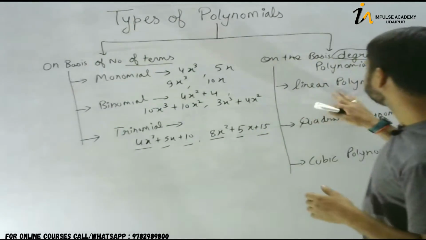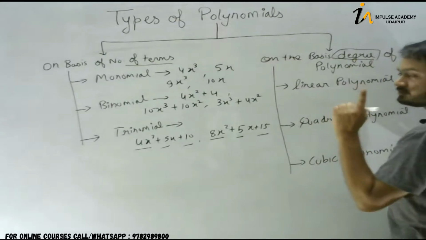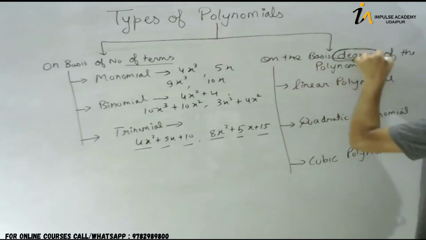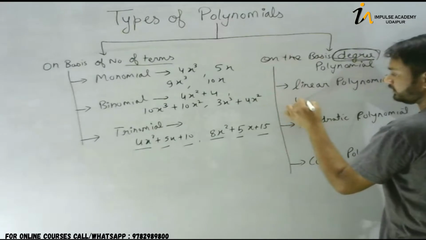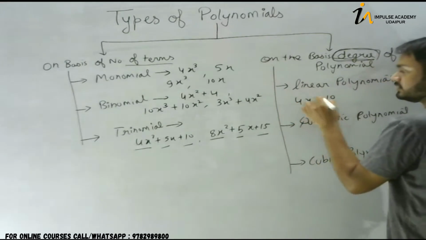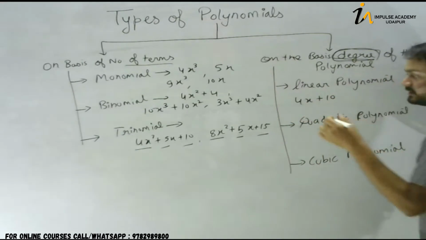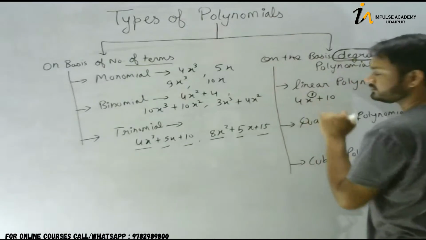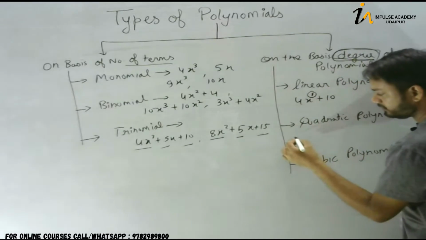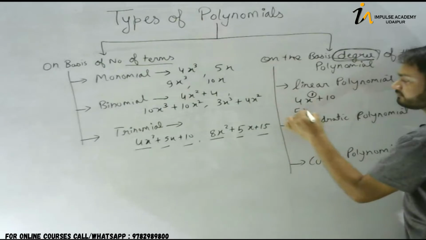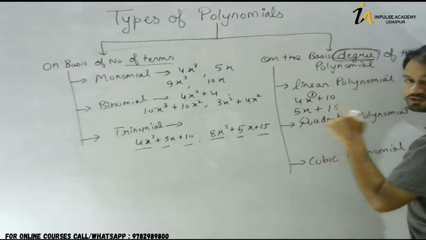Now on the basis of degree, first the linear polynomial. Take 4x plus 10. Here, for the degree of x nothing is written, so it is 1. So the degree is 1. Another example is 5x plus 15, which is also a linear polynomial.